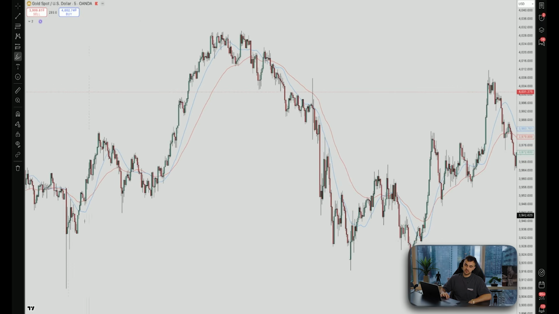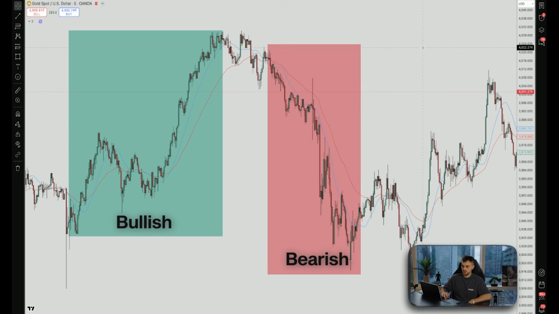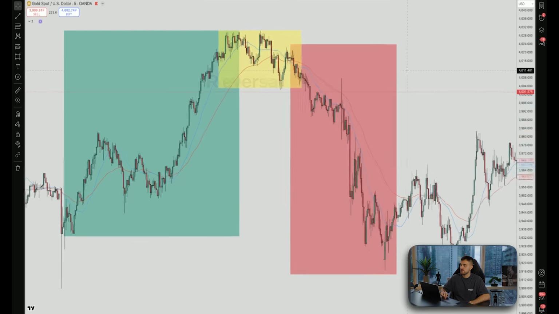For example, here is gold moving in an uptrend, but you can see at some point the trend reverses. So the market goes from bullish to bearish. Here we have bullish, here we have bearish. So we could see two different phases here, where the market is one, bullish, and two, bearish. Look at the phase that happens in the middle here. Here we could see what's known as a reversal phase in the market.